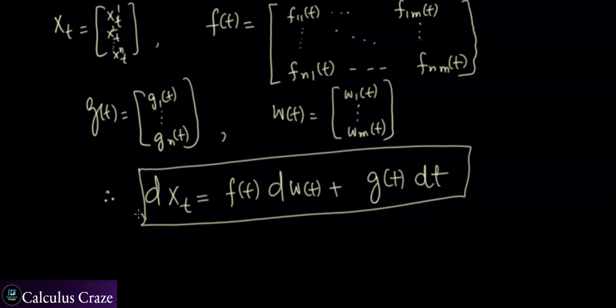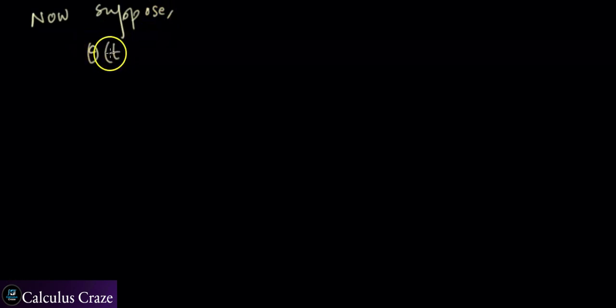Now I will define another thing. Suppose I have a function theta which is depending on time, and also depending on x1, x2 till xn of t. So I have a function which is depending on the time as well as those n processes which I have already defined above. Now I am interested in finding out the dynamics of this theta.